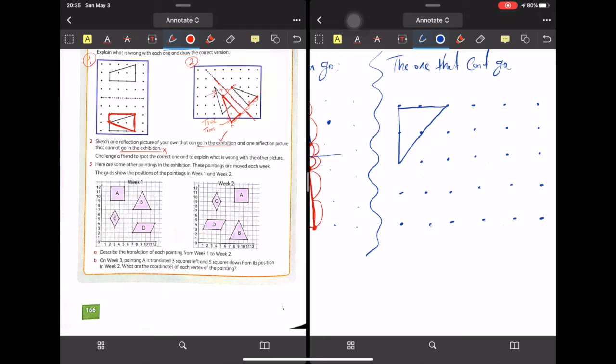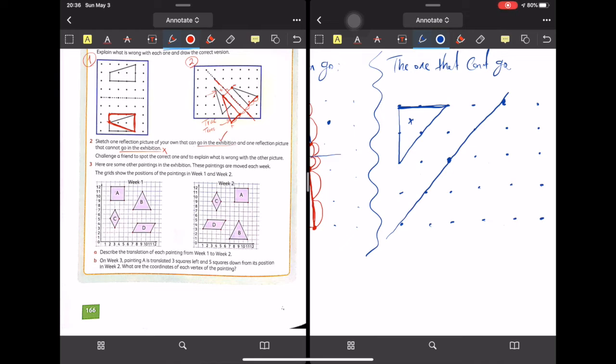Okay, a triangle. And let's say my mirror line is this. Okay, so this is supposed to be here. I'm sorry. Now, this is supposed to be a wrong reflection. So I'm going to copy this shape exactly the way it is to the other side.